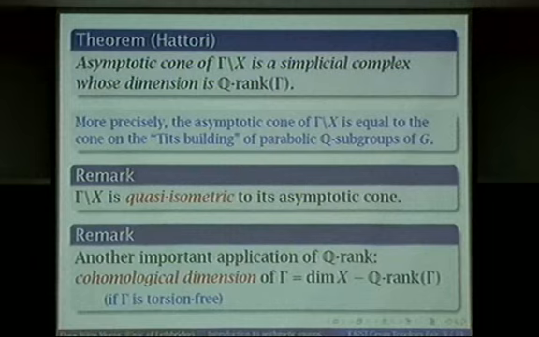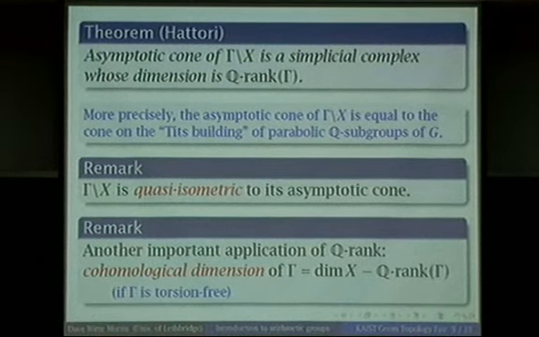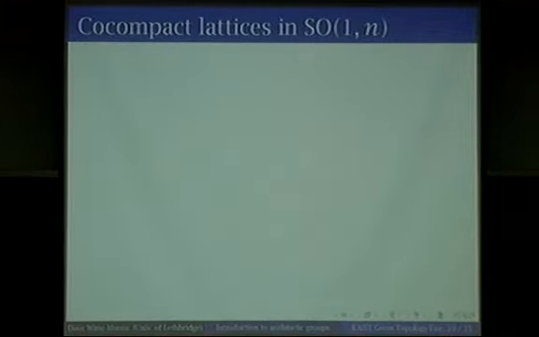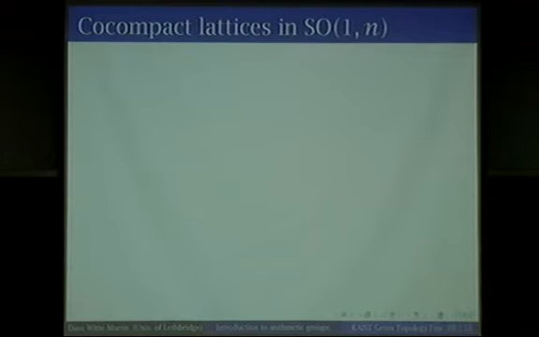Okay. That's the end of part 2. I'm going to get into part 3. I'm going to talk about how to actually construct co-compact lattices in SO(1,n) with n bigger than 3. This is where we're going to need restriction of scalars and other things we've talked about.